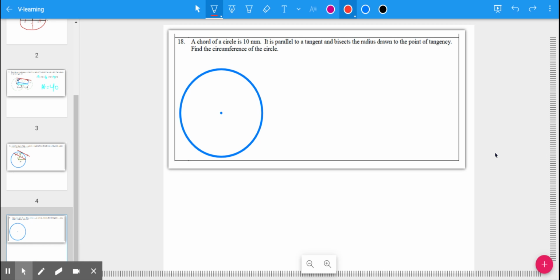Hi guys, this is number 18 on the chapter 10 test review. The question says, a chord of a circle is 10 millimeters. It is parallel to a tangent and bisects the radius drawn to the point of tangency. Find the circumference of the circle.